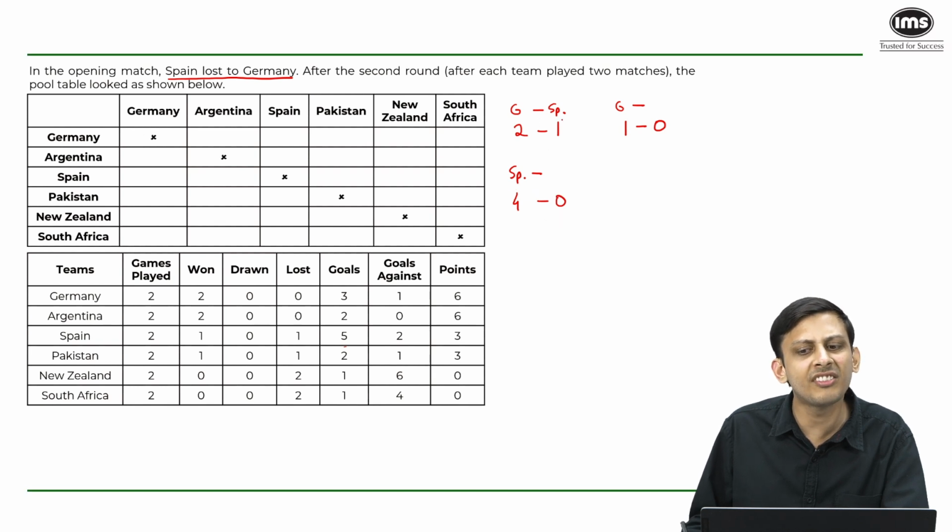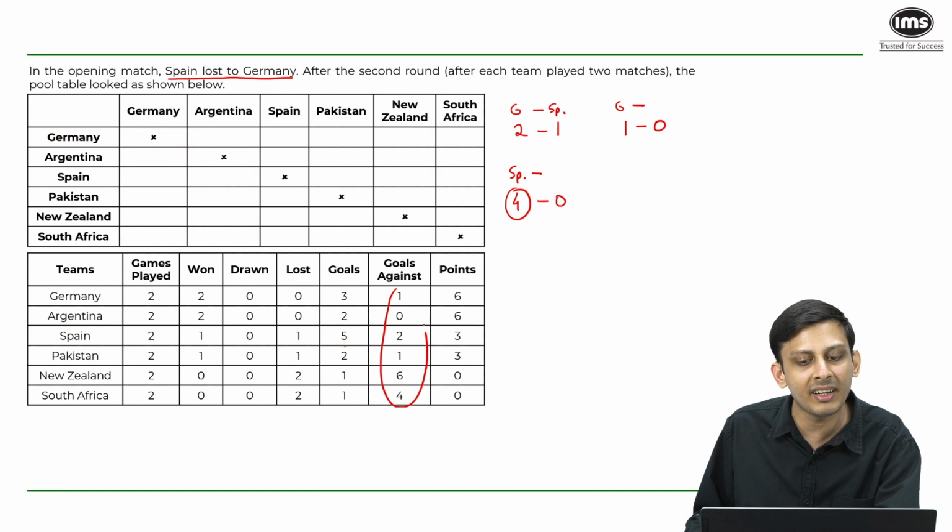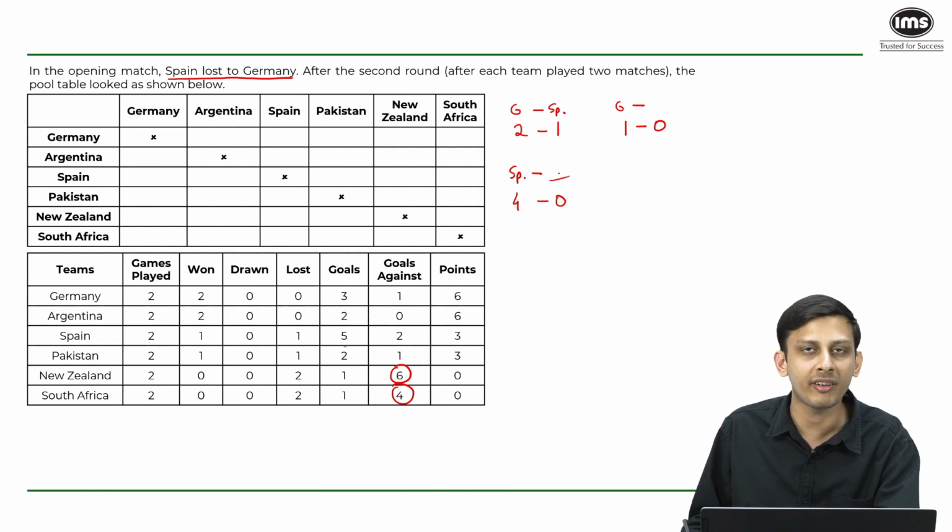Now let us think, this other match, 4-0, can be against which team? Of course, it cannot be against Germany. Spain is already playing with Germany. Now, the important thing to focus on here is that Spain is scoring a large number of goals in this match, 4 goals, so the opponent is conceding 4 goals. And if you look at the goals conceded by the different teams, there are only 2 teams which are conceding at least 4 goals. New Zealand is conceding 6 goals. South Africa is conceding 4 goals. Every other team is conceding less than 4 goals. So this opponent of Spain will be either New Zealand or South Africa.